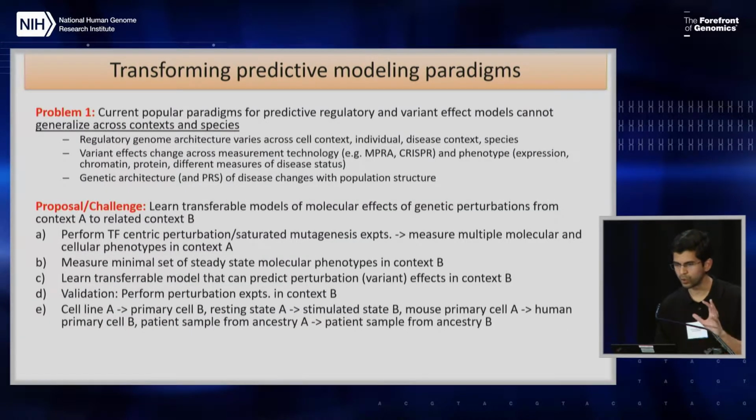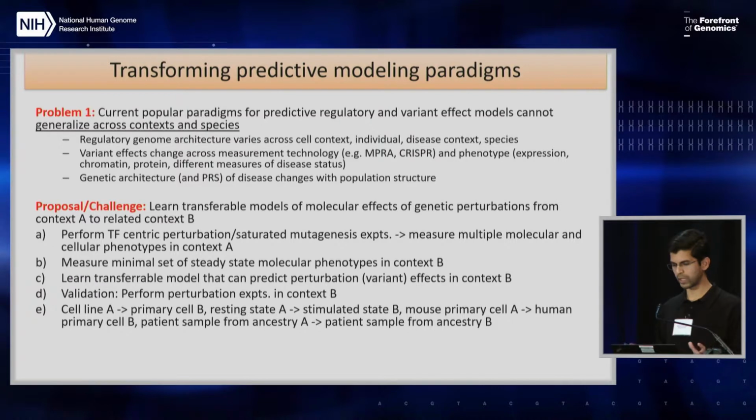So those were two broad ideas that had broad support. Now going on to transforming predictive modeling paradigms, one very central area that needs a lot of focus is models that can generalize across contexts. There are a few examples here. We discussed PRS scores that change across population structure, genome architecture changes across cellular contexts, individual disease and species, and variant effects change across measurement technologies and phenotypes.